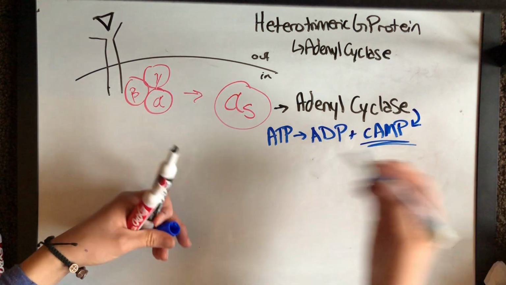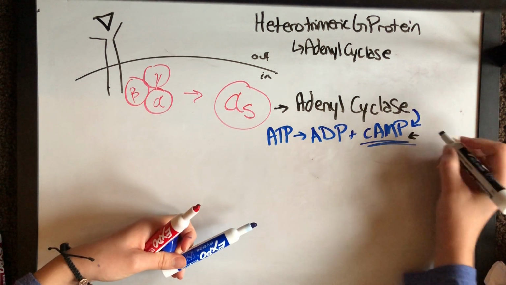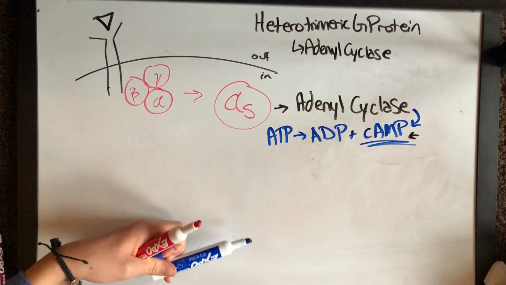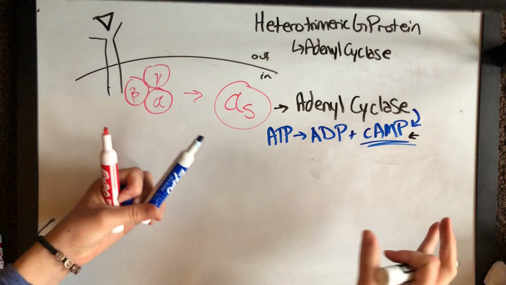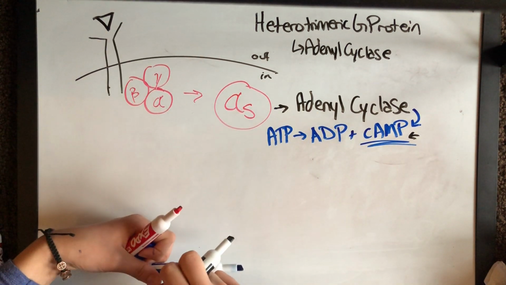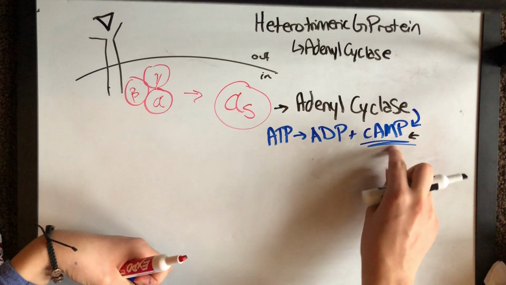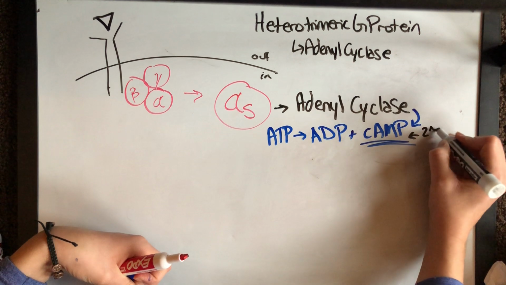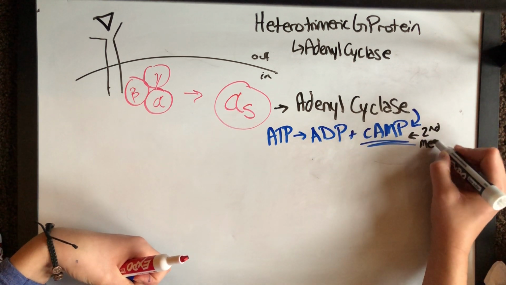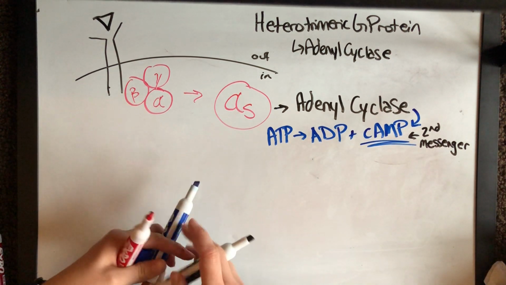Let me write that down. That's important. The job of a second messenger is to amplify the signal inside a cell. So we only have one thing that bound to the receptor, but now we're going to get a big end result inside the cell because we're using a second messenger.